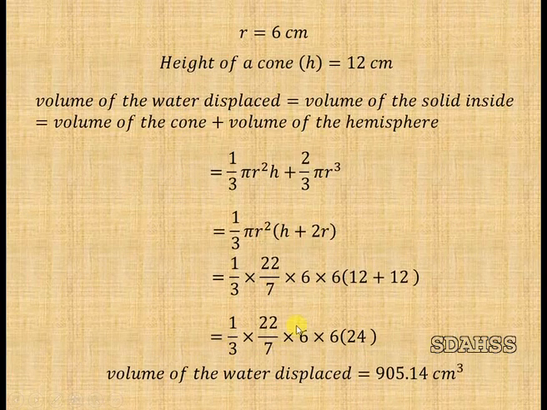Then cancel the numerator and denominator by 2 tables, so you have 2. So if you multiply and divide by 7, you will get 905.14 centimeter cube. So the volume of the water displaced is equal to 905.14 centimeter cube.